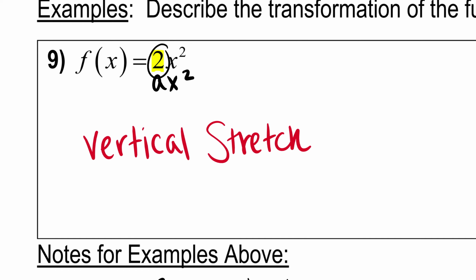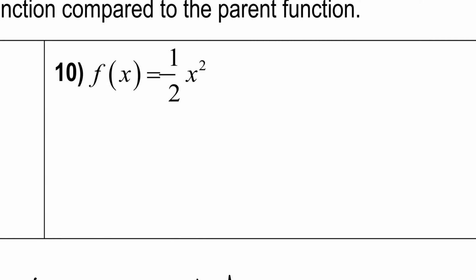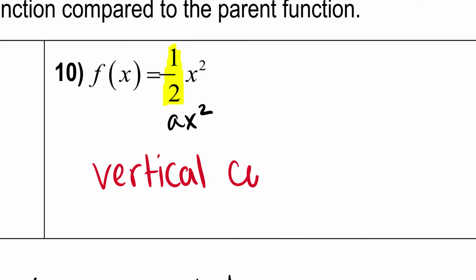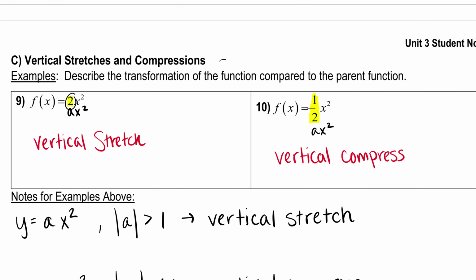And that's it. Since we're only doing stretch and compress, there's only one thing to look at. 1/2 is my a, so that's my ax squared, right? And because 1/2 is a fraction, though not guaranteed compress, 1/2 is less than 1, so we have a vertical compress. And that's it. Stretch and compress.